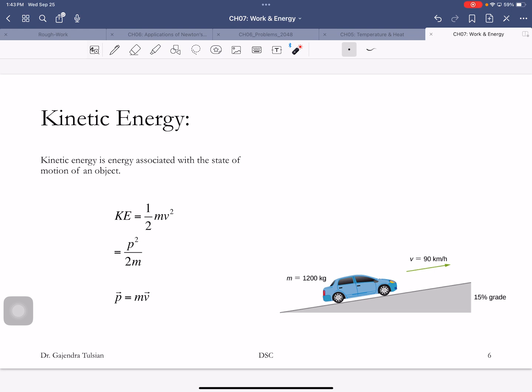Kinetic energy is the energy of motion. So whenever an object is moving, it has kinetic energy, and it is 1/2 mv squared. You'll also see that that's equal to p squared by 2m, where p is linear momentum. It's a vector quantity, mass times velocity. So p squared is the dot product of p with itself. It's the magnitude of the vector squared. So the kinetic energy is p squared by 2m.